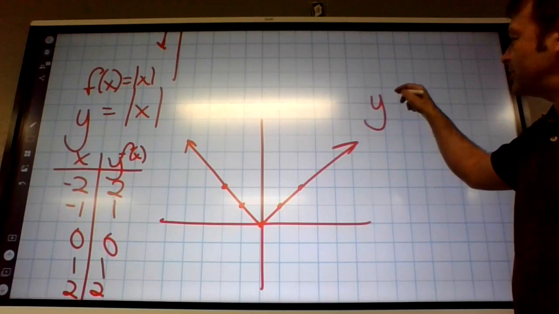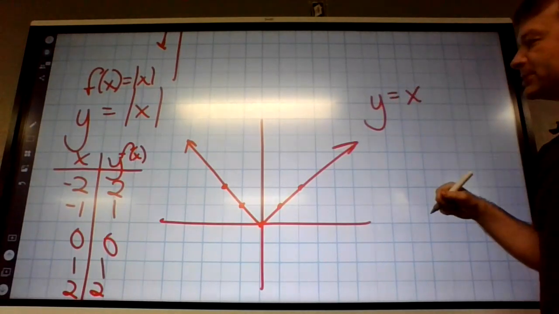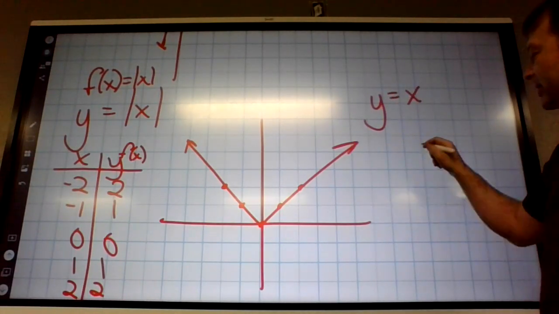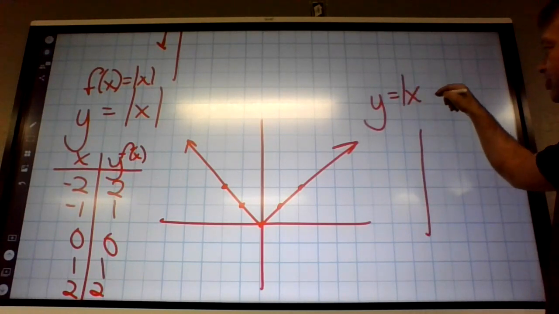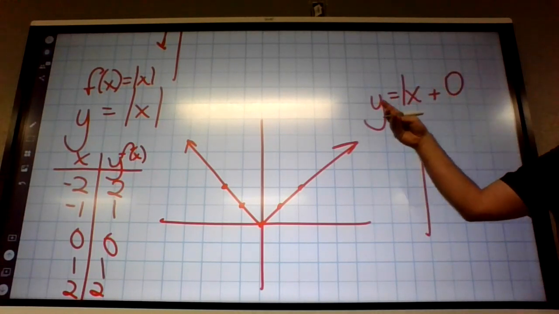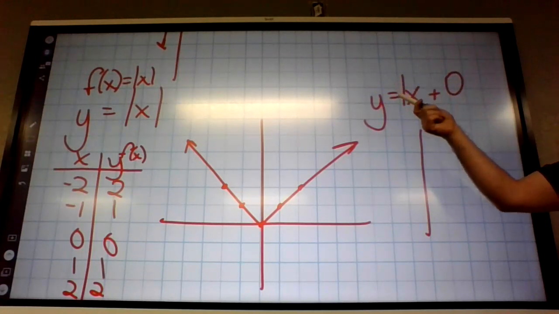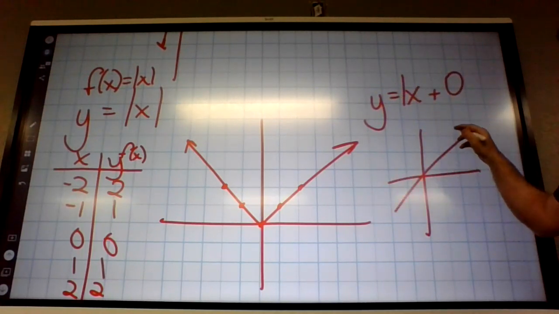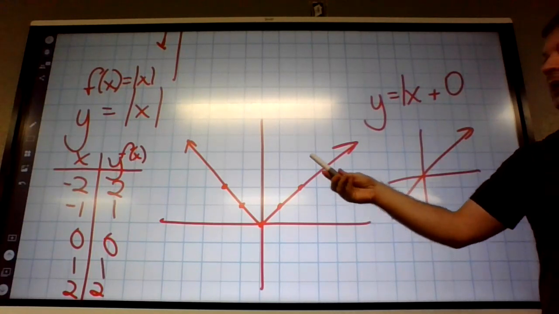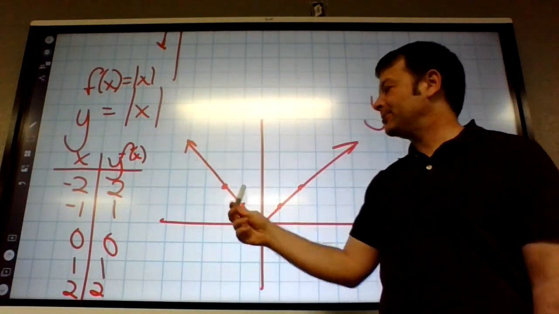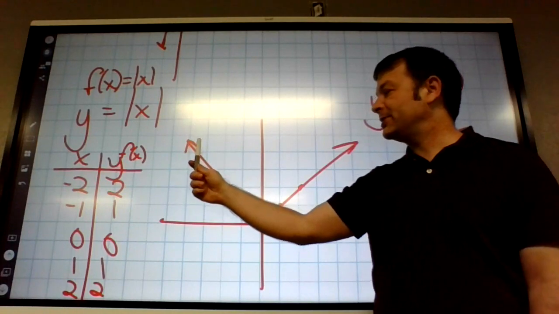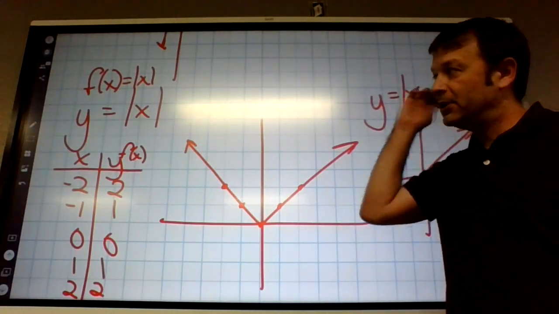Guys, what does it look like if I just put y equals x? That would be like a 1 slope with a 0 y-intercept. So that's just a linear equation because it makes a line. It's a linear function. That just looks like this, right? But the absolute value makes it bounce and go positive again. So it's a V shape.